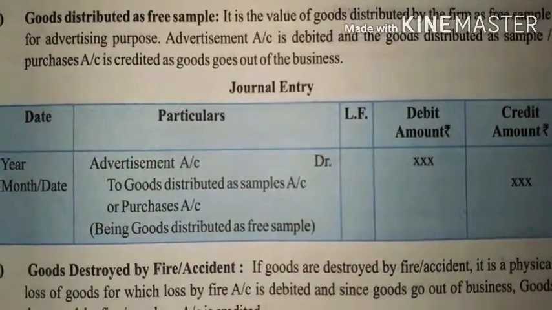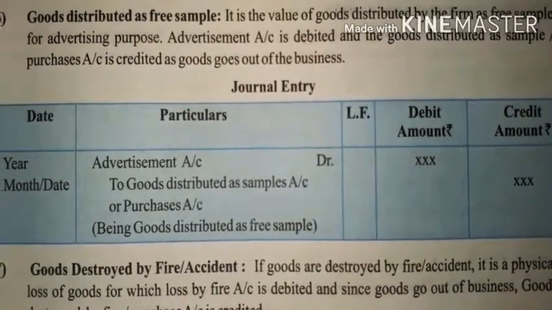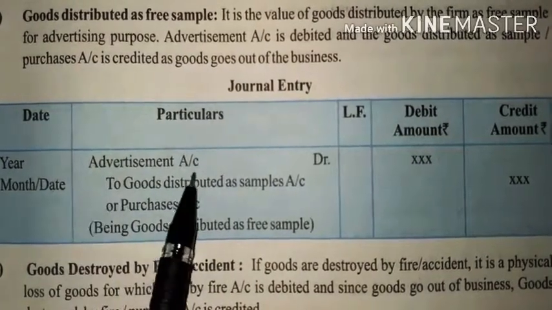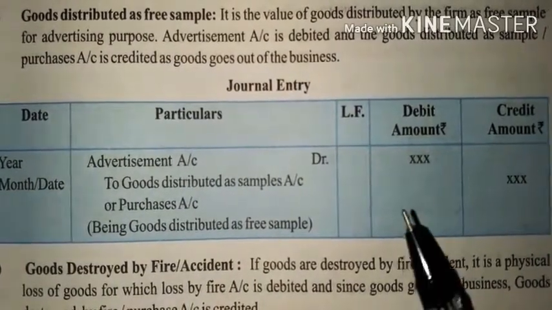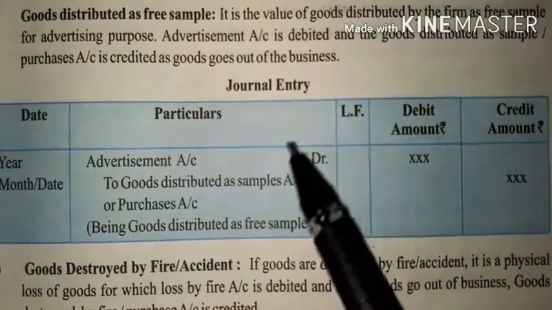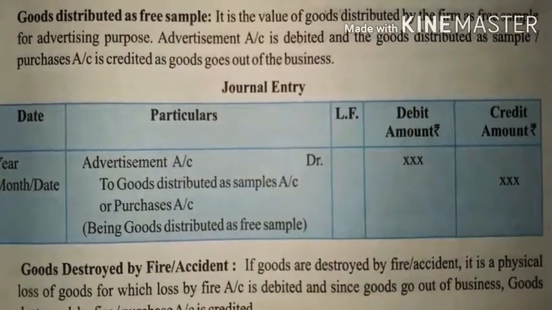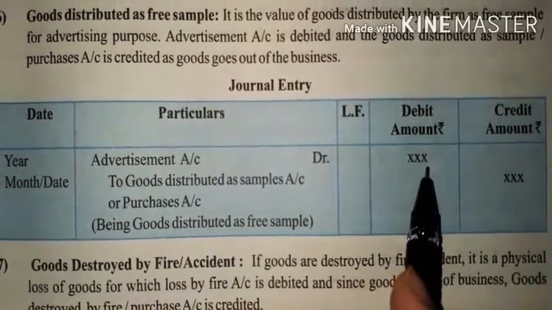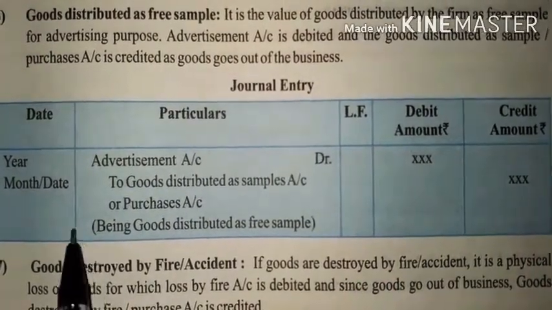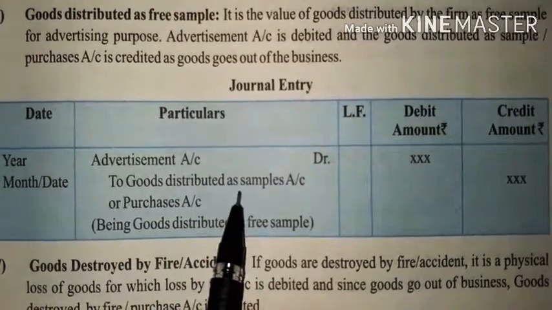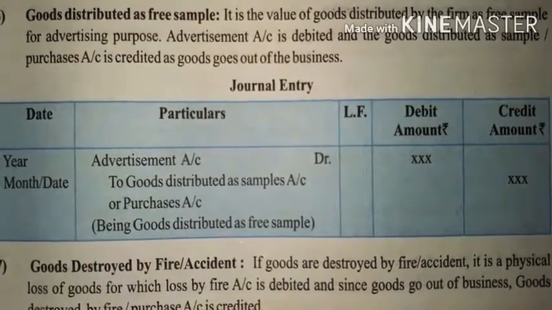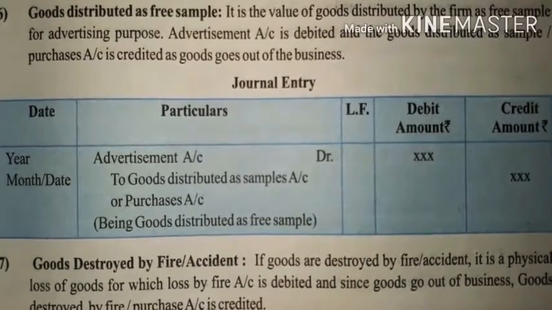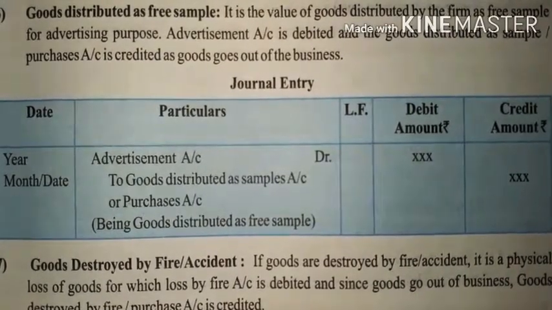Let's see the journal entry for that. The date of the transaction. Here advertisement account debit. Already I told you why it is debited, because advertisement is being made of the newly launched product, so that is going to get the debit effect. And other, to goods distributed as samples account or purchases account. So goods are going out of the business, that is why it is going to get the credit effect.